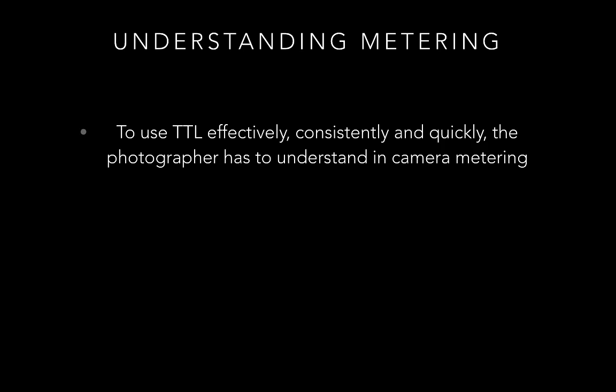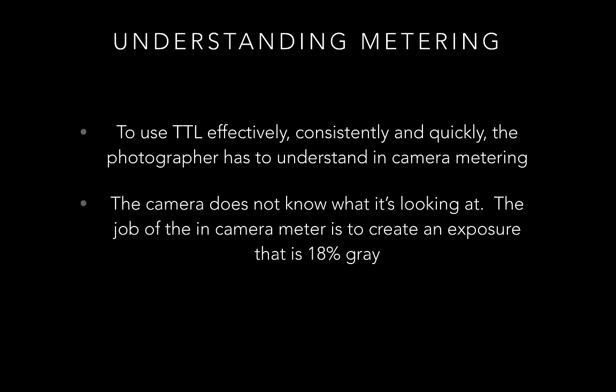Now, it's very important to understand metering if you're going to use TTL, and for that matter, if you're going to be using AV mode, aperture priority mode on your camera. By understanding how the camera meters, you're going to be able to more accurately predict where your exposure compensation should be. So to use TTL effectively and consistently and quickly, the photographer has to understand in-camera metering. The camera has no idea what it's looking at. It doesn't know if it's looking at a polar bear in a snowstorm or a grizzly bear in a dark cave, okay? The job of the camera and its metering mode is to simply create an exposure that's 18% gray.